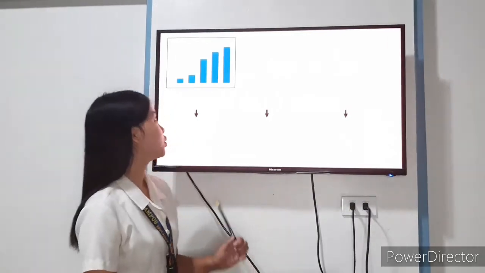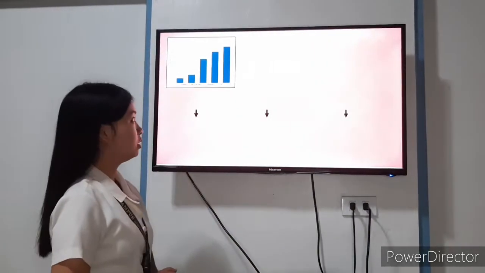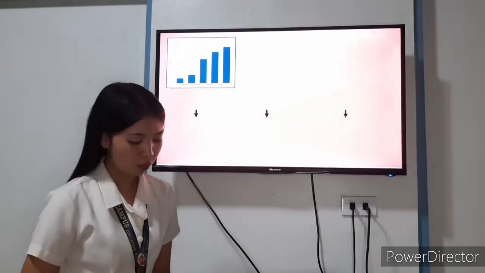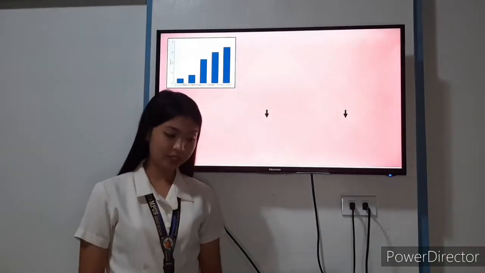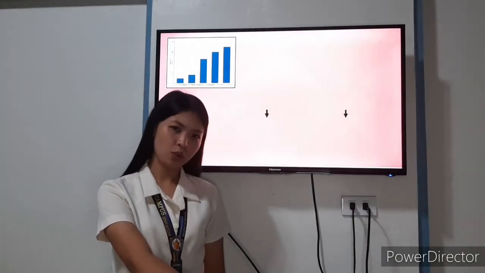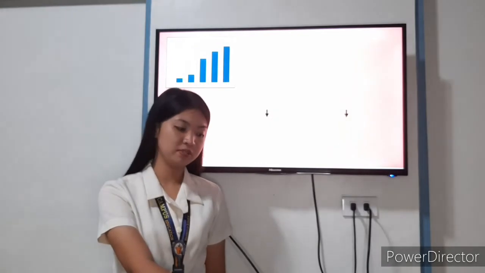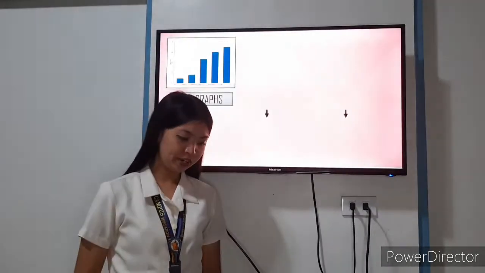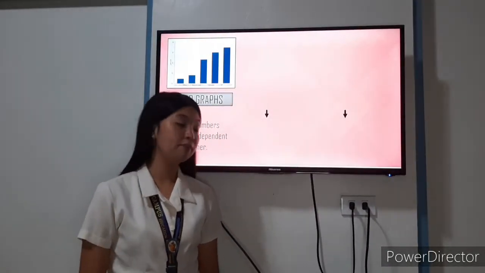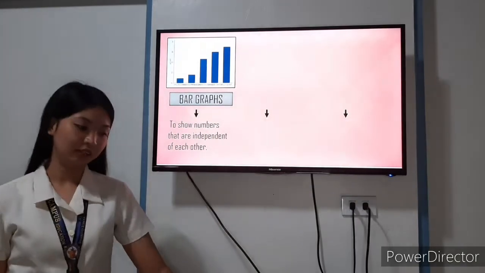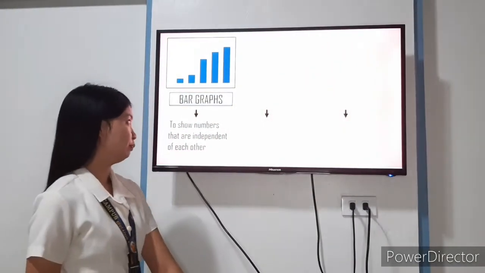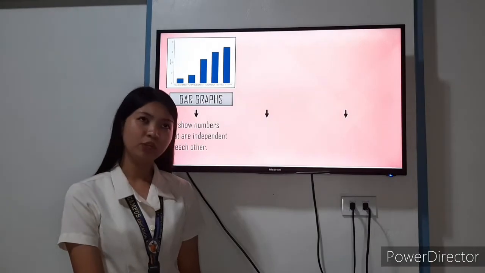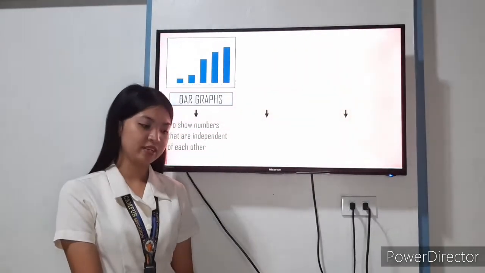As you can see in this picture, it contains bars, so obviously, we can call it a bar graph. So when can we use bar graphs? We use bar graphs to show numbers that are independent of each other. So, we can also use this to compare objects, right?